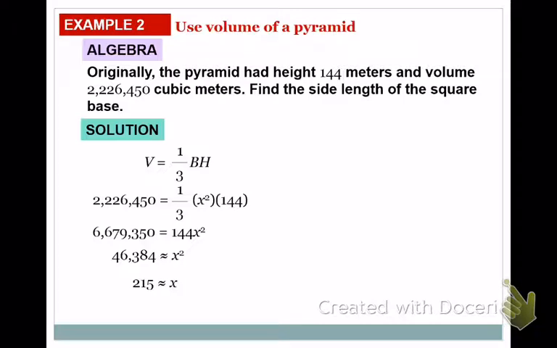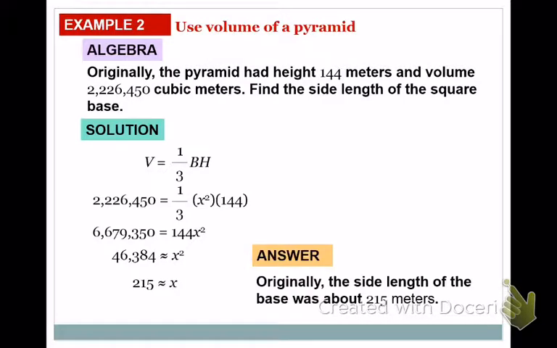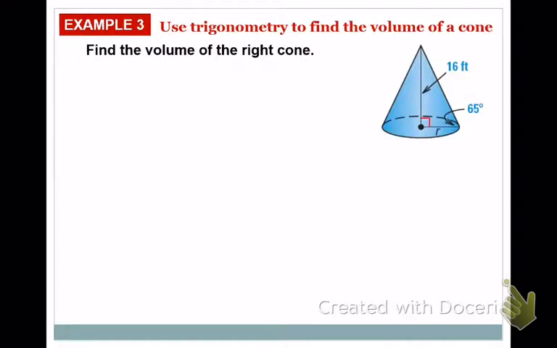All right, any questions on that example? All right. Okay, this one we have to use trig to find the volume of the right cone. We need to find R. We have this right triangle. We know one leg is 16. We've got to find the other leg. Which trig function am I going to use to find R?